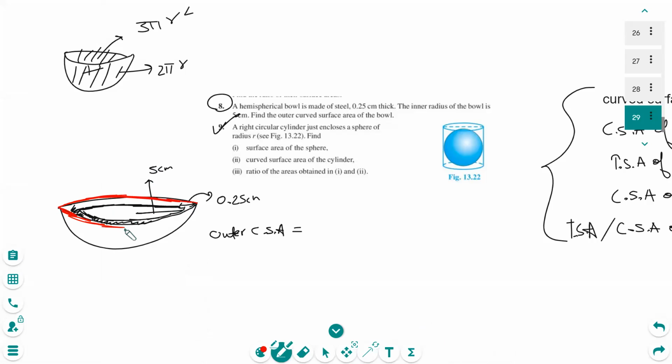This circle. So if this is the case, we have to add these two, because this is 5 and this is 0.25. When we add those, we get the radius of the bigger circle, that is the outer circle. So that will be 5.25 centimeter.